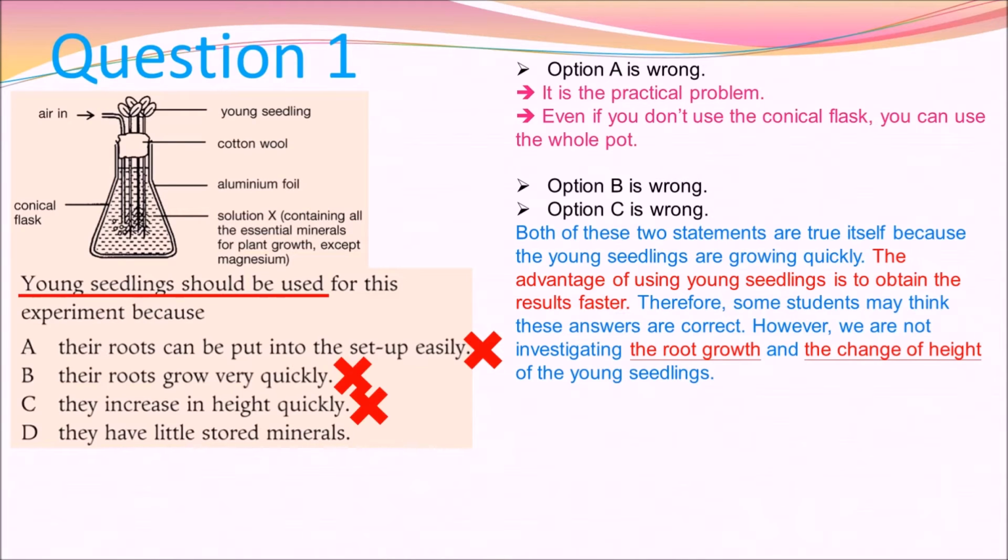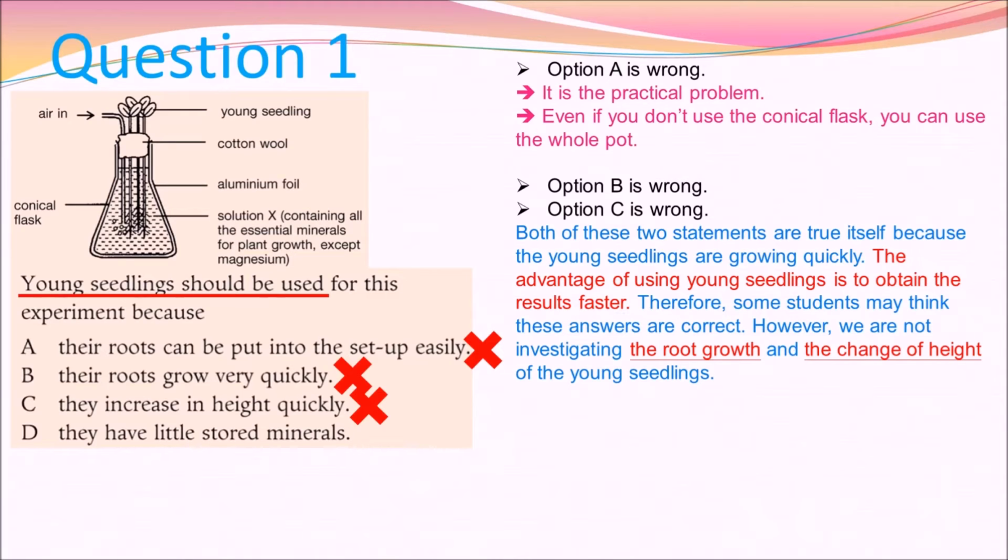That's the truth. But we need to consider that it's not only about the truth. We need to consider why we use it. Why should it be used? The advantage of using young seedlings is to obtain the results faster, because they grow faster, so we can observe it. But B and C, why are they still wrong? Because the root growth and the change of height is not comprehensive enough to understand the growth condition.